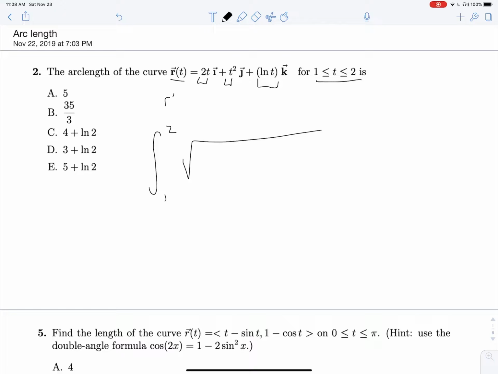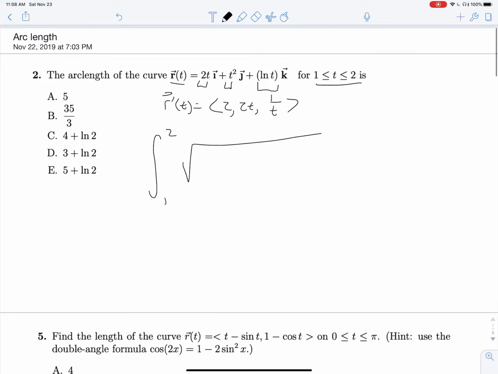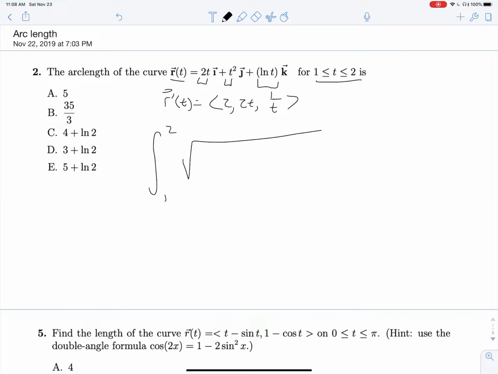Well, we can find an r prime of t, which in this case will be 2t, 1 over t, and then we can square all those components and add them together and put that all in this square root here. We'll get the square root of 4 plus 4t squared plus 1 over t squared dt.